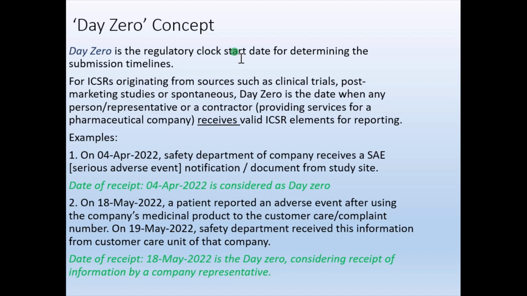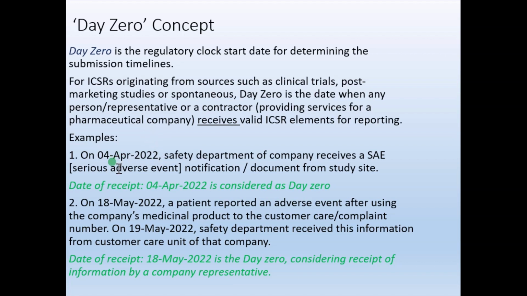In order to determine the due date for submitting an ICSR, it should have a Day Zero for calculating the due timeline for that ICSR. So, Day Zero is nothing but the regulatory clock start date for determining the submission timelines. Day Zero determination varies depending upon the source of the ICSR. If any ICSR originates from sources such as clinical trials, post-marketing studies or spontaneous, meaning all sources except the literature source, Day 0 is the date when any person or representative or a contractor receives valid ICSR elements for reporting.